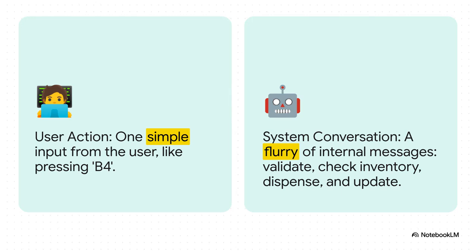And this, right here, this is the whole reason these diagrams exist. On the left, you've got what you do. Press one button, B4. But look at the right. It's this whole flurry of internal messages flying around inside, validating funds, checking inventory, telling the dispenser what to do, calculating change. It's this exact complexity that engineers need to manage.